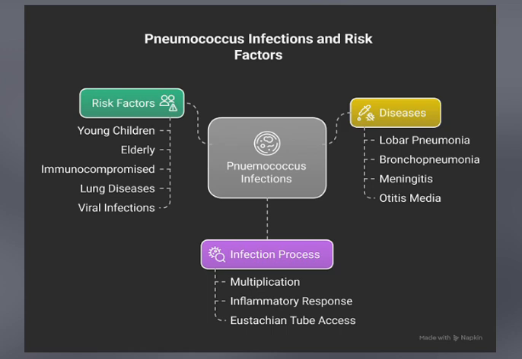Risk factors for Streptococcus pneumoniae infections mainly include age, immune status, and presence of other complications and infections. The bacteria usually multiply in the oropharynx, initially giving rise to an inflammatory response by the host. It can also lead to middle ear infections after gaining entry into the middle ear through the eustachian tube. Other diseases include lobar pneumonia, bronchopneumonia, and even meningitis.